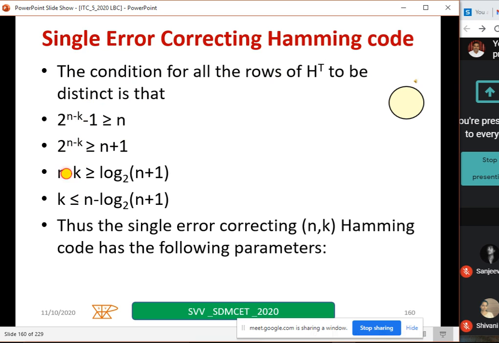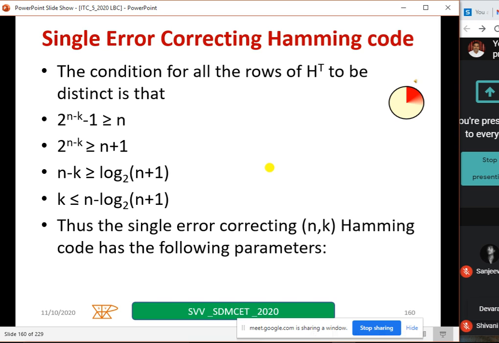2 raised to n minus k is there, log is taken. So simply you take log of n plus 1 to the base 2 and you can say k should be less than or equal to n minus log of n plus 1 to the base 2. Just copy down this, and the next slide is very important. Those 3 equations, the conditions, you have to remember, so that you can design any single error correcting Hamming code.